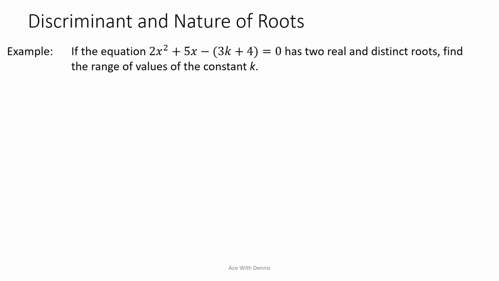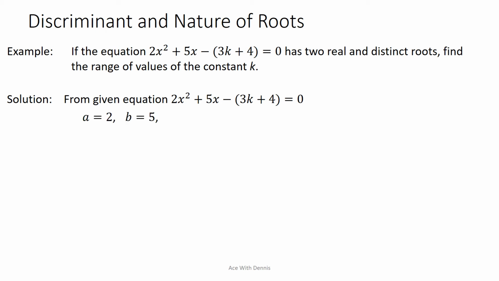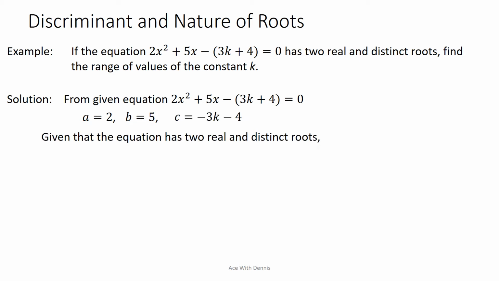If the equation 2x squared plus 5x minus (3k plus 4) equal to 0 has two real and distinct roots, find the range of values of the constant k. The solution for this example is, from the given equation 2x squared plus 5x minus (3k plus 4) equal to 0, we can get a equals 2, b is 5, c is negative 3k minus 4.